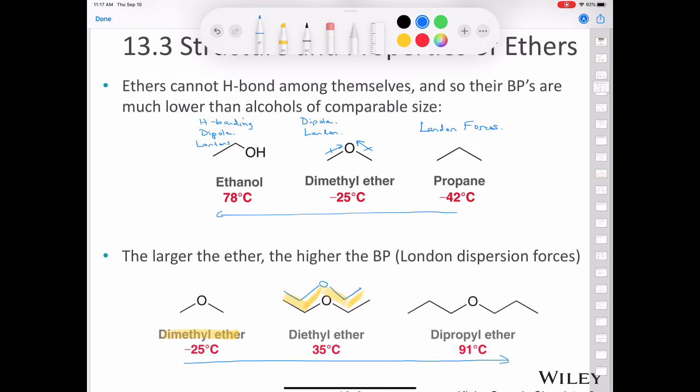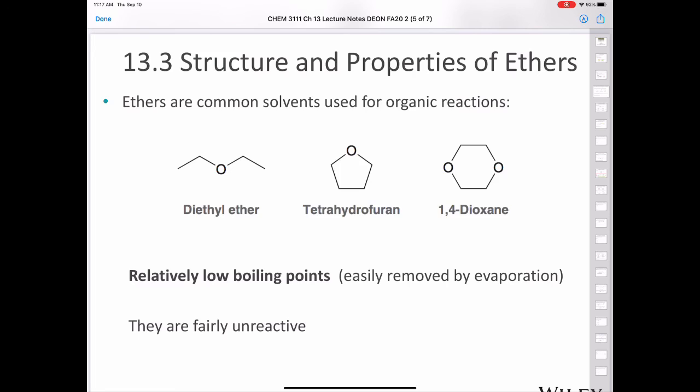Ethers are commonly used as solvents in organic reactions. Diethyl ether is used in all kinds of different reactions. In fact, we used it in Grignard chemistry quite commonly. But the problem with diethyl ether is that it's highly flammable, and it's also quite volatile. That means it has a pretty low boiling point. And THF, which is tetrahydrofuran, is even more widely used as a solvent in organic chemistry because it's not as volatile, meaning it doesn't evaporate as quickly, but it is easily removed from a reaction mixture.